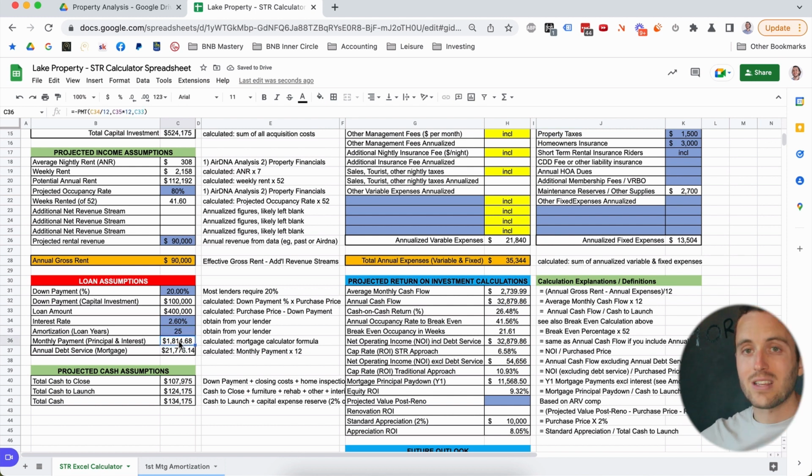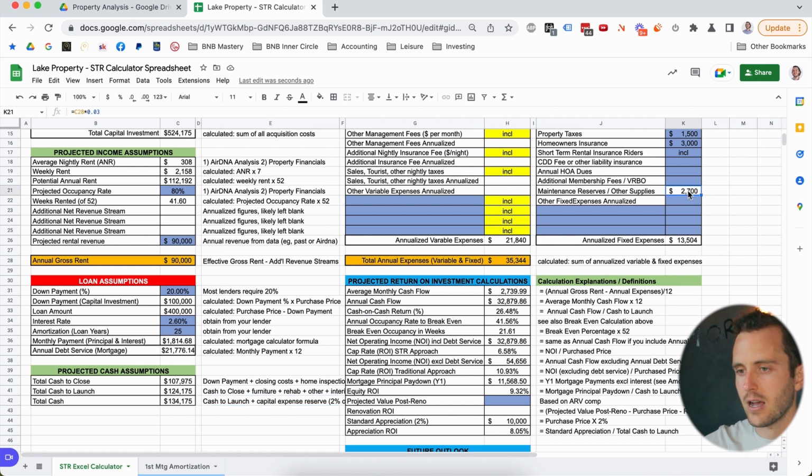And then you can also see what the actual mortgage payment is going to be, and therefore what the annual debt service on the mortgage is going to be. So you can really easily work those out. And then you also get projected cash assumptions. So this is how much cash it's going to cost to close at 20% down, plus your closing costs. And then here's your total cash to launch, which is down payment plus furniture, plus rehab, other interior design, photography, and then also a capital expense reserve of 2% of the revenue of the property.